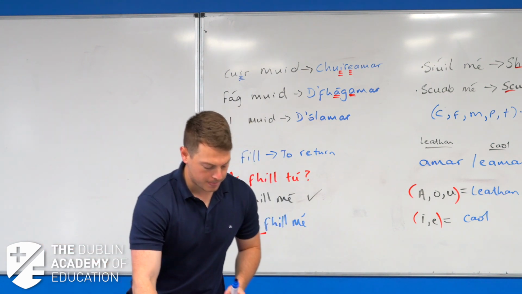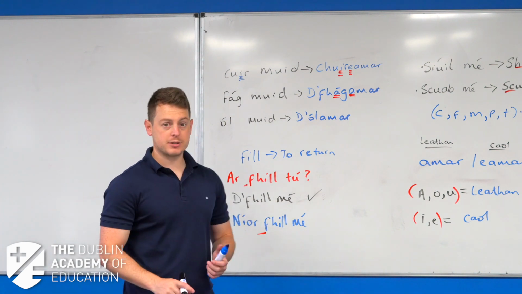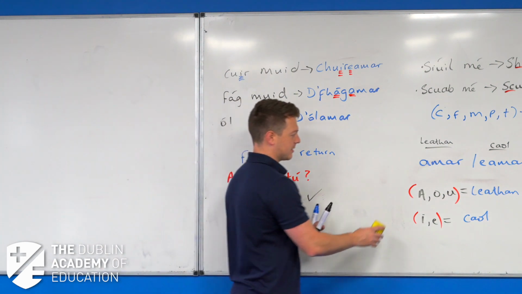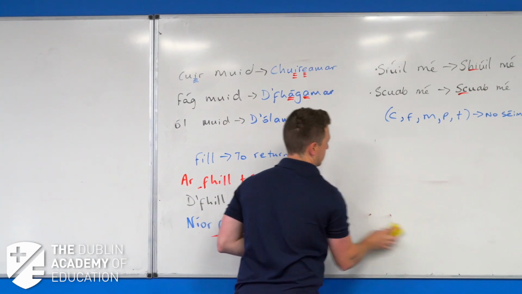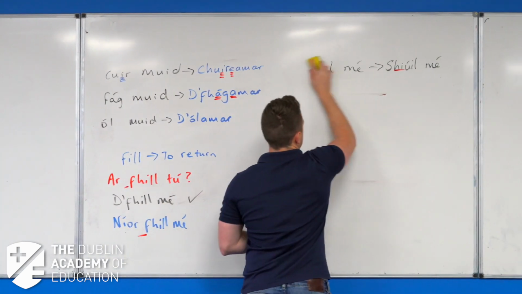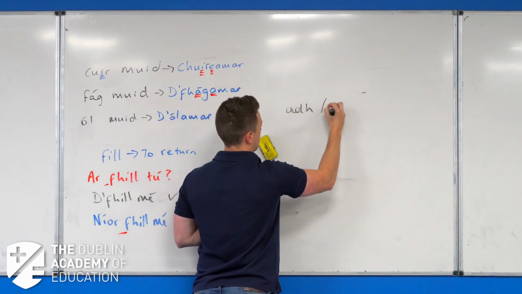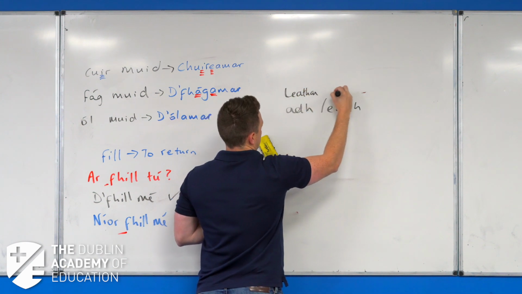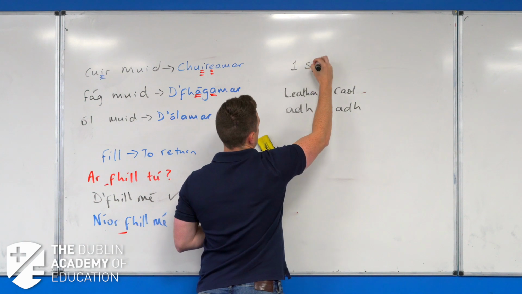And the final one is the brí séir. Brí séir. What happens with the brí séir? The brí séir in Irish, in the past tense, has two endings. It's got ADH or EADH. This is for one-syllable verbs.